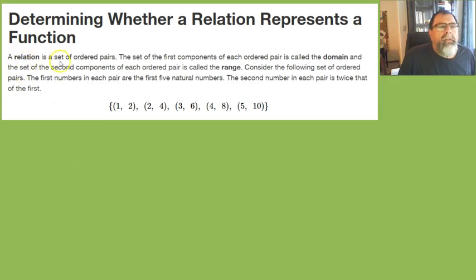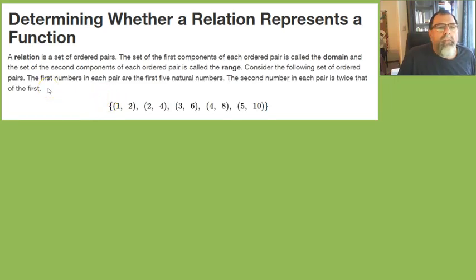A relation is a set of ordered pairs. The set of the first components of each ordered pair is called the domain. Okay, so that's a key word here, domain. And the set of the second components of each ordered pair is called the range. Okay, so let's look at this example here.